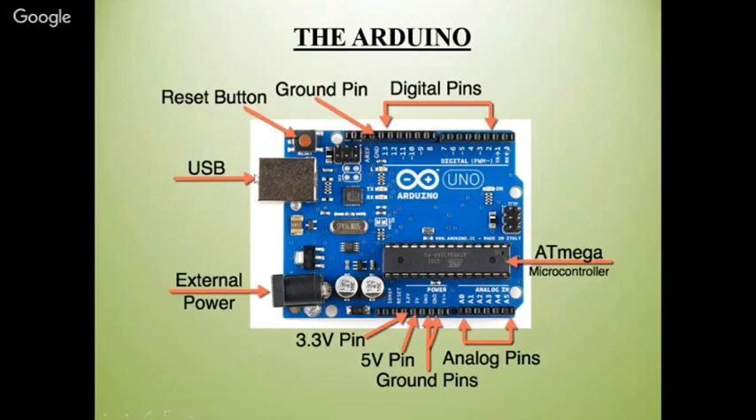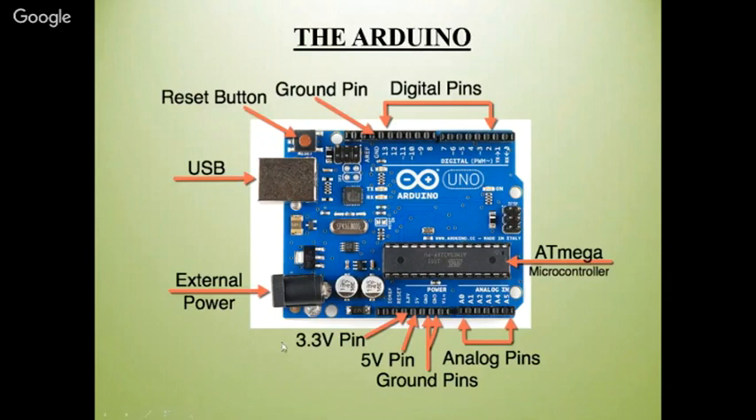At first, here you can see the USB. From the USB you can connect to your computer for programming and power both. The second one is the external power. You can give external power to the Arduino. If you give external power after programming, you need not be connected to the computer. But this external power is only for powering the Arduino board, not for programming. The USB is for power and programming both. This is the main difference.